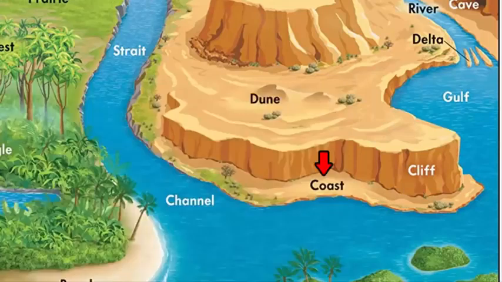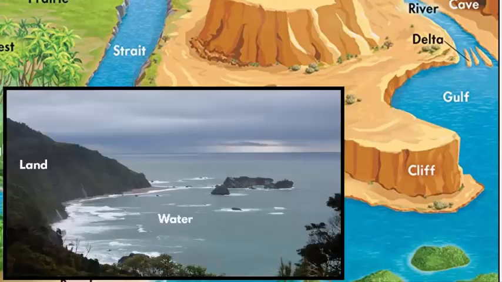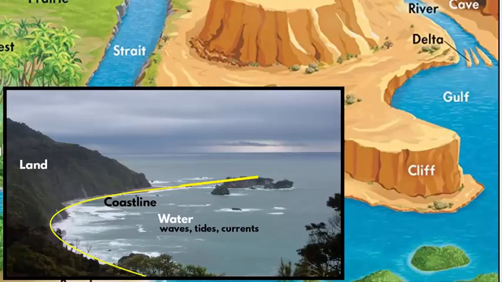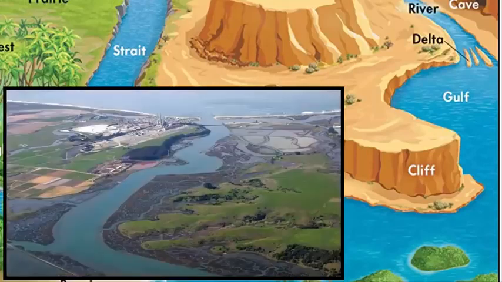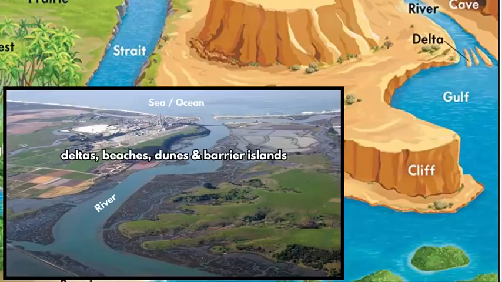The next one is coast. It is a boundary where land meets water. It is also called as coastline. Waves, tides, and currents help create coastlines. Even rivers, when they meet the sea or ocean, bring large amount of sediment that gets deposited near the mouth of a sea or ocean, where it naturally forms deltas, beaches, dunes, and barrier islands.